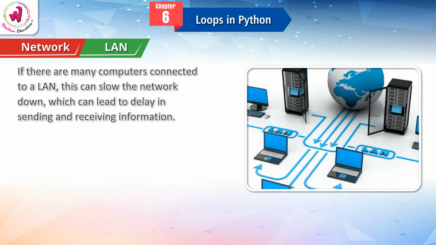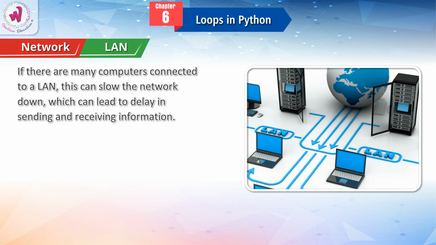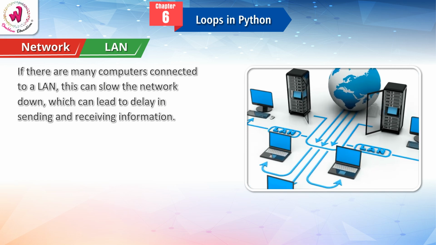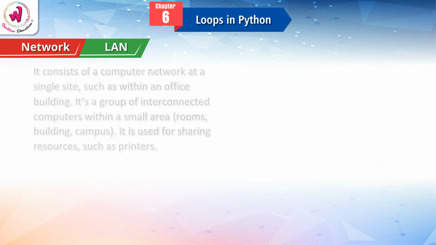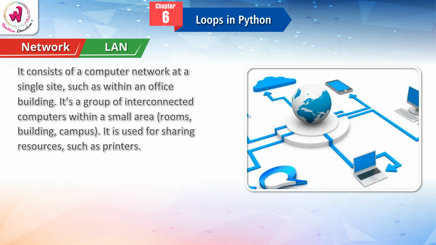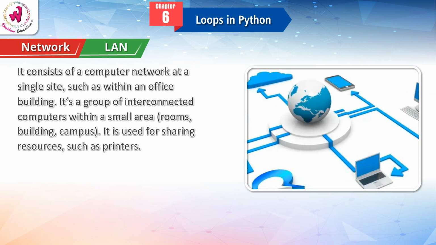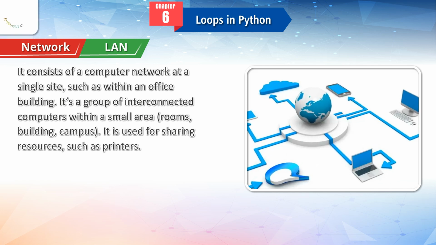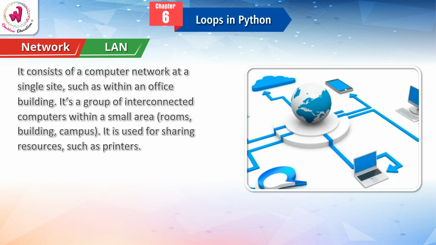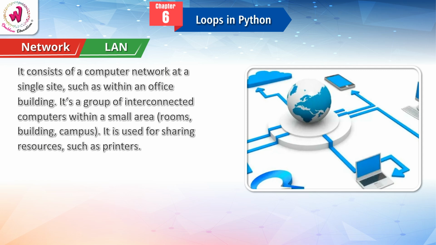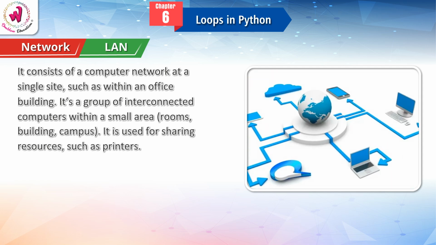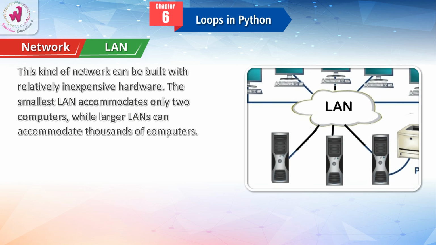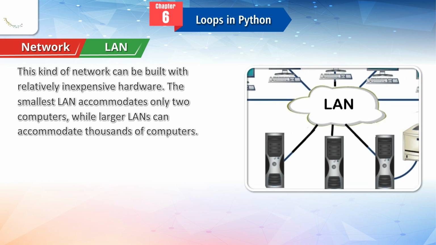If there are many computers connected to a LAN, this can slow the network down, which can lead to delay in sending and receiving information. It consists of a computer network at a single site, such as within an office building. It's a group of interconnected computers within a small area: rooms, building, campus. It is used for sharing resources such as printers. This kind of network can be built with relatively inexpensive hardware.